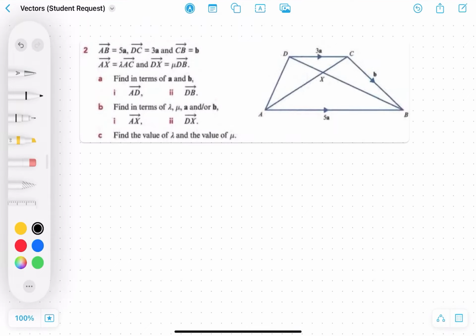Hello everyone. So I'm here today with a vectors question sent to me by a student. So we'll be working through this today.